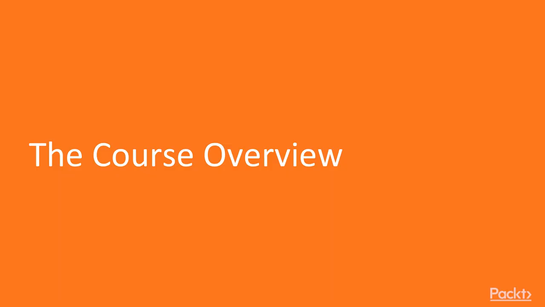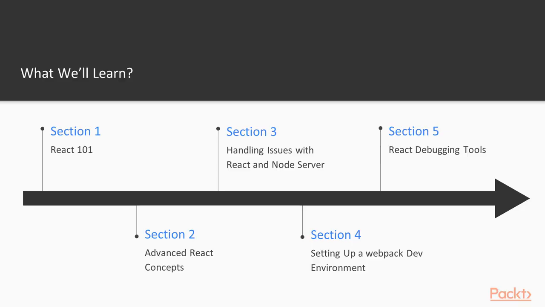Now, let's take a look at what we are going to cover in this course. There are 5 sections in this course. The first section is about React 101. In this section, I will talk about the React fundamentals and the main issues to avoid. In the second section, advanced React concepts, I will talk about advanced concepts like handling forms and inputs and how to create a dynamic component.